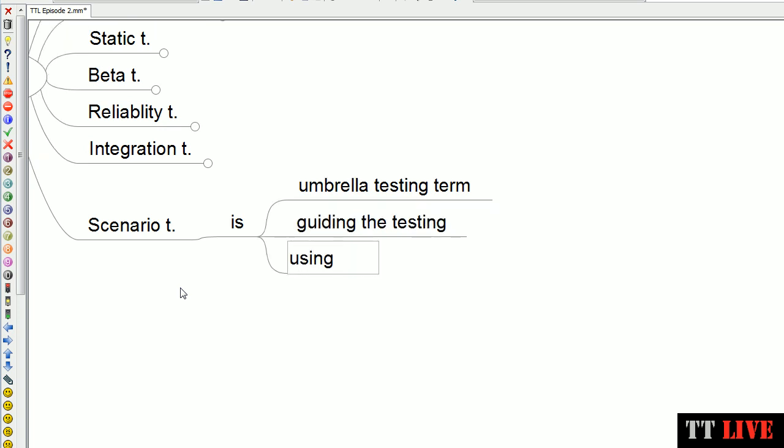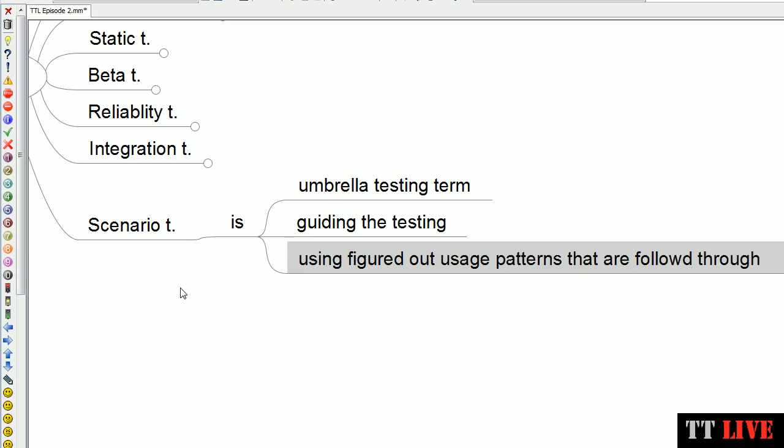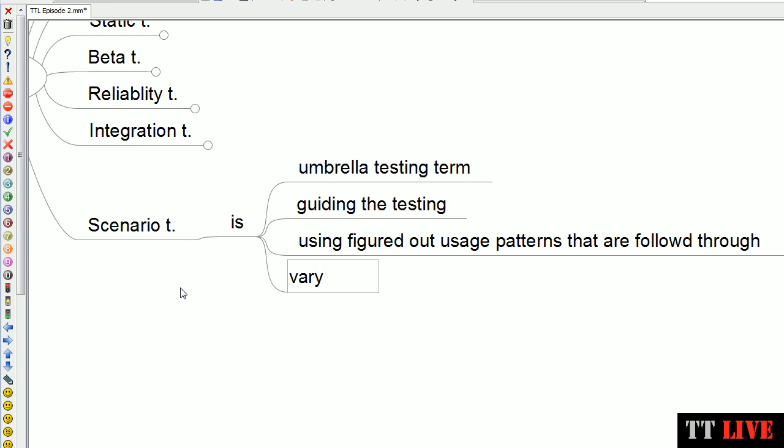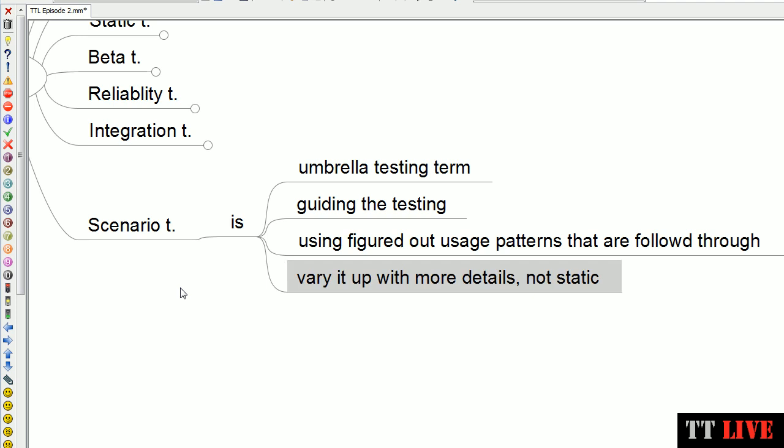Using figured out usage patterns that are followed throughout whilst testing. Say shopping for a specific item: we search from the promoted product list, but we can vary it up with more details, so they are not static. Using different products to find, or adding terms to the users in the scenario, building up on them.